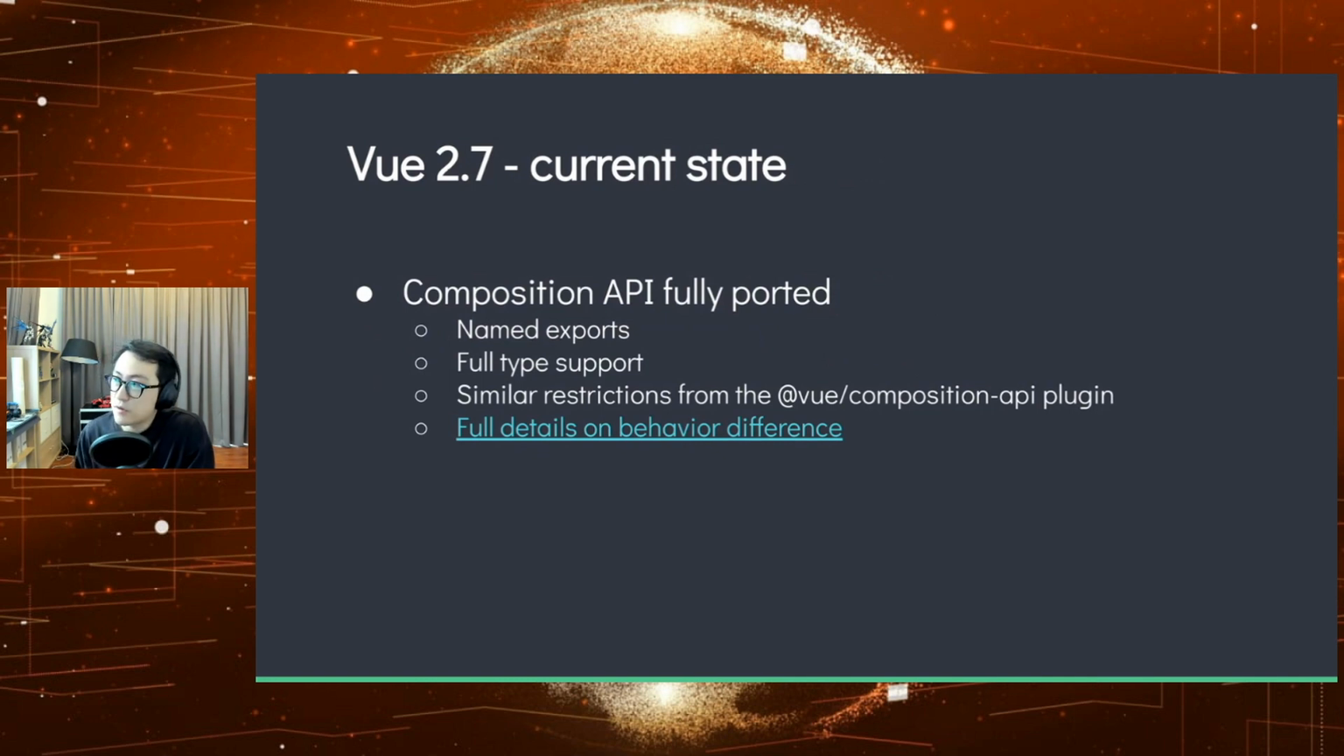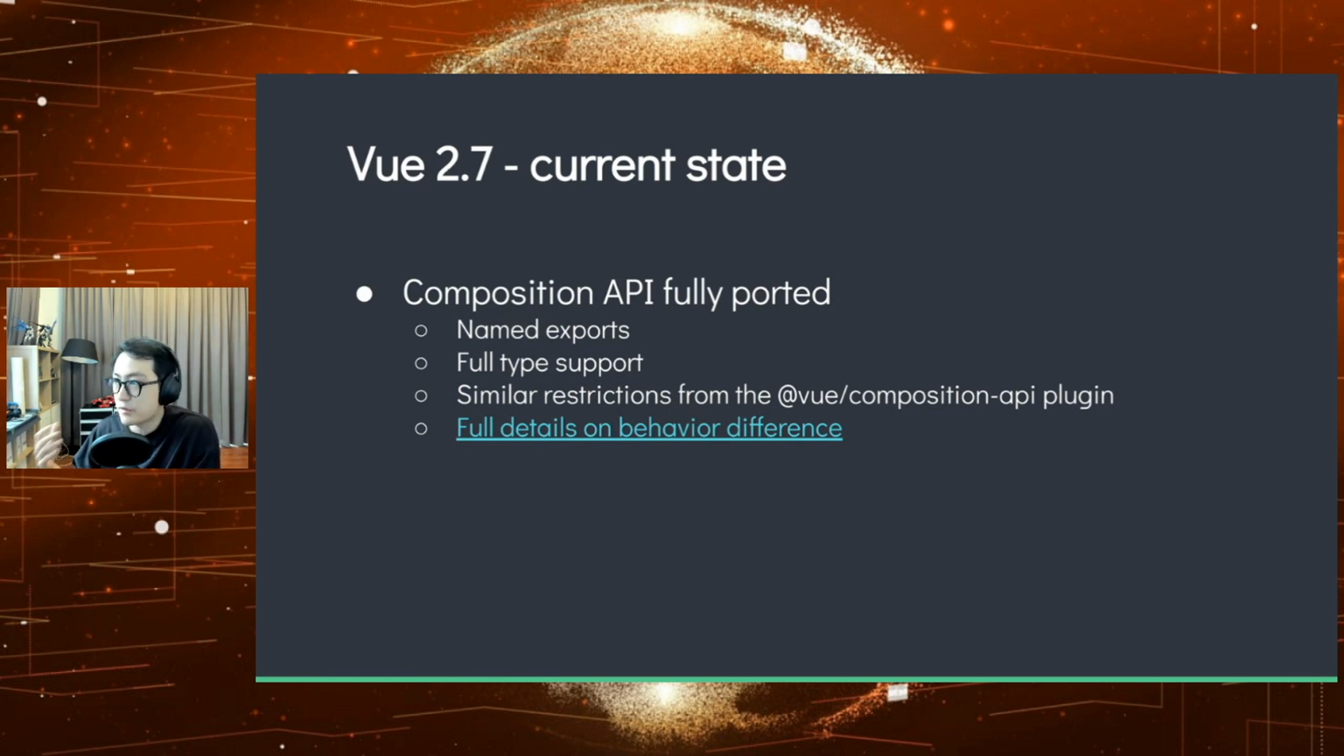And the current state of Vue 2.7. If you've been following the work on the Vue 2 repo, you'll notice that we have a new branch called main. This branch actually already has the Composition API fully ported to Vue 2. These APIs are exported as named exports. Because Vue 2 previously didn't have named exports, everything was on the default exported Vue object. But these new APIs are going to be actual named exports coming with full TypeScript support. All the types are consistent with Vue 3.